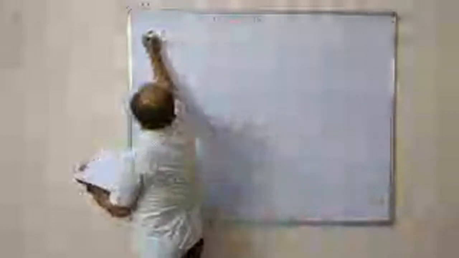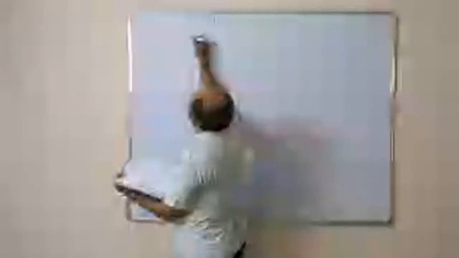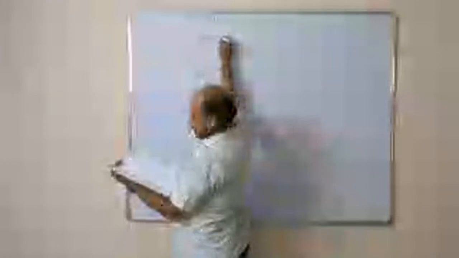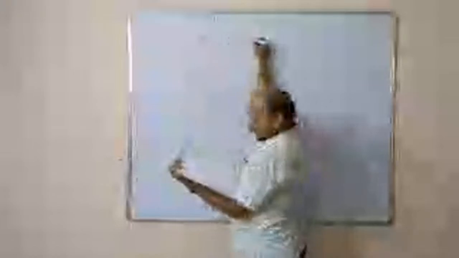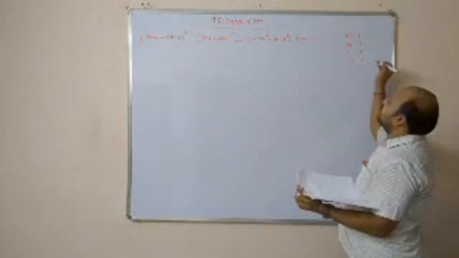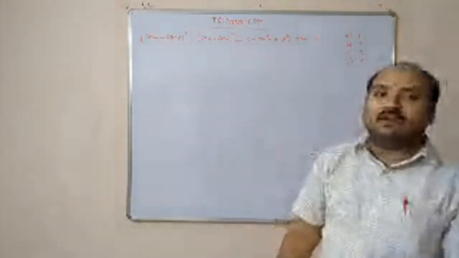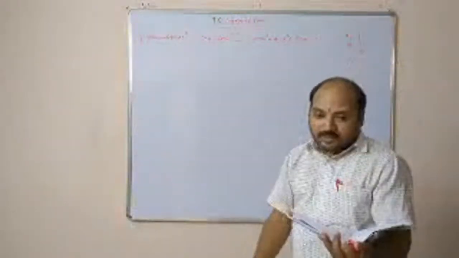So here, the next question: sin alpha plus cosecant alpha whole square plus cos alpha plus secant alpha whole square is equal to k plus tan square alpha plus cot square alpha. Then k equal to, options 1, 3, 5, 7.